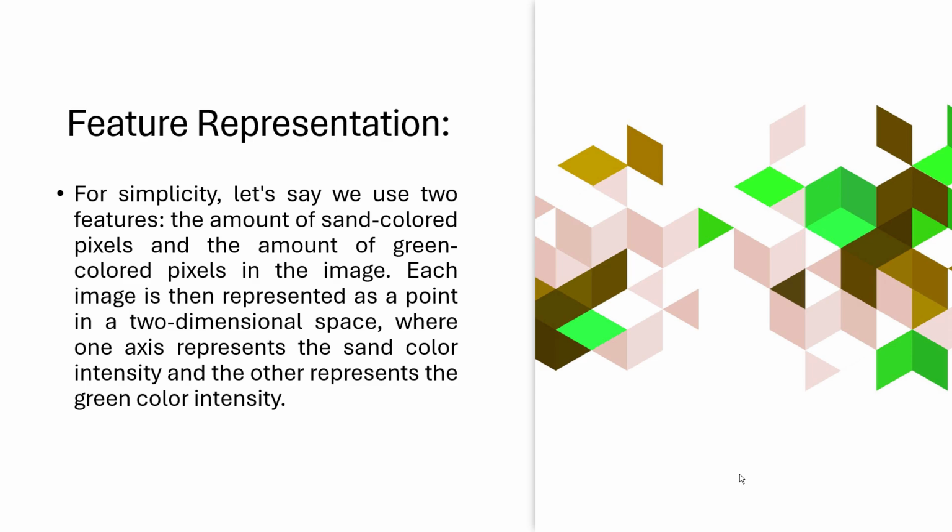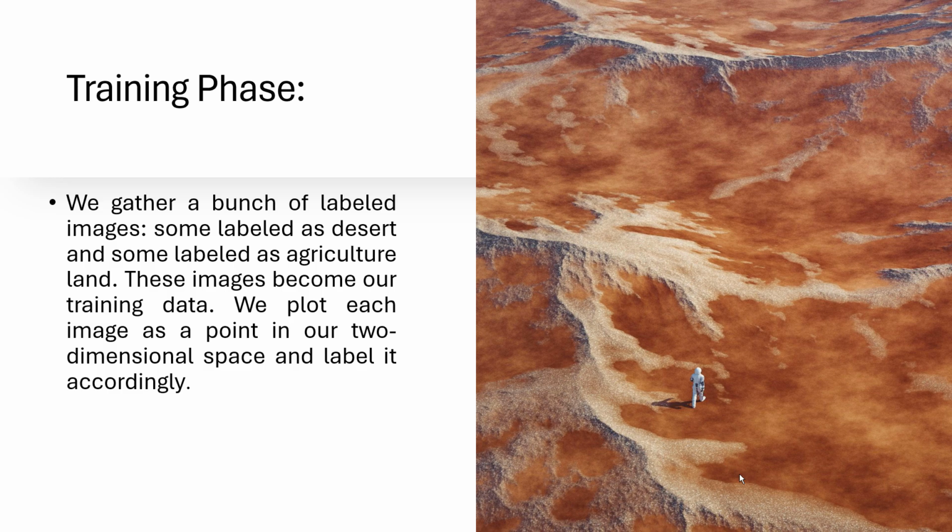So, feature representation. For simplicity, we can say there are two features: the amount of sand color pixels and the amount of green color pixels in an image. Each image is then represented as a point in a two-dimensional space, where one axis represents the sand color intensity and the other axis represents the green intensity.